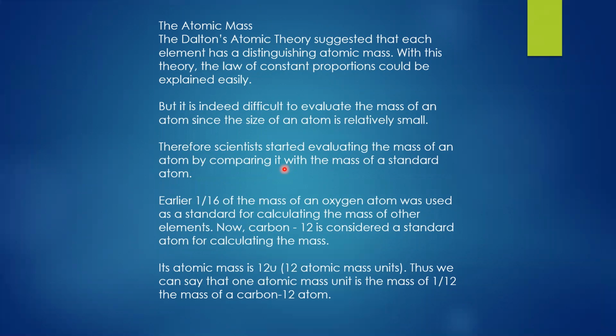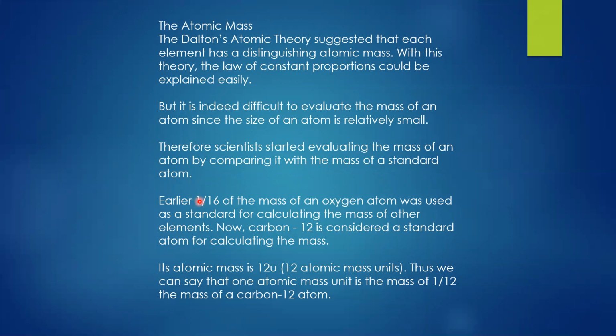The atomic mass is again defined by Dalton's atomic theory. He suggested that each element has a distinguishing atomic mass. With this theory, the law of constant proportion could be explained easily. But it is indeed difficult to evaluate the mass of an atom, since the size of an atom is relatively small. Therefore, scientists started evaluating the mass of an atom by comparing it with the mass of a standard atom.